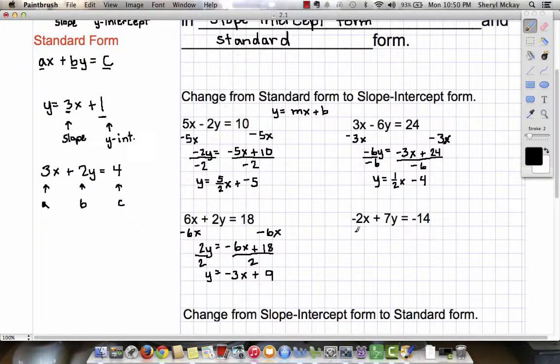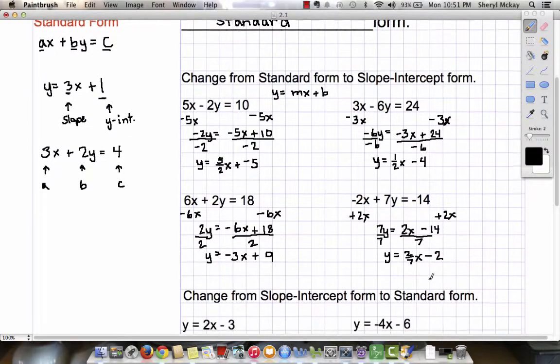Well, what'd you come up with? Is this how you solved it? Add 2x to both sides, and I have 7y equals 2x minus 14. Divide both sides by 7, and I have y equals 2/7 x minus 2. And that's how we convert standard form to slope-intercept form. I think we're ready to move on to going the other way.